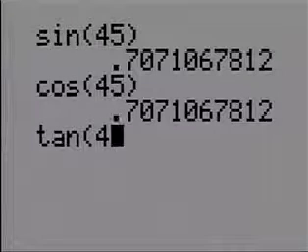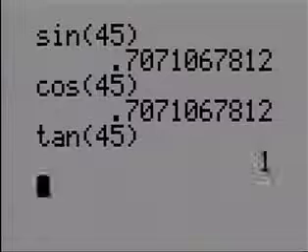To evaluate that, we come up with our value approximately equal to 7/10. Remember that we had evaluated sine of 45 degrees as 1 divided by square root of 2, and this was the value that it was equivalent to. We can also evaluate the cosine of 45 degrees to come up with, in this case, the same value. And the tangent of 45 degrees is equivalent to 1. And we could double check these values with the values that we had found previously.